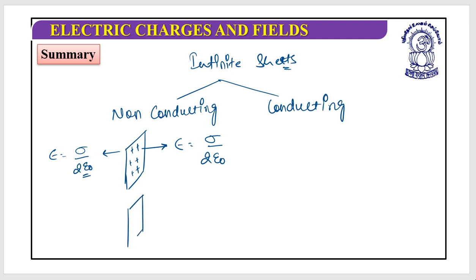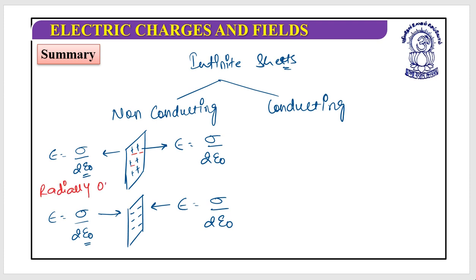And another plate which is having a negative charge, then this electric field will be sigma by 2 epsilon naught, and this would be radially inward. This is sigma by 2 epsilon naught. This too: as the charges are positive, it moves radially outward, and as the charges are negative, it moves radially inward. I keep repeating these things so that you remember it very carefully.